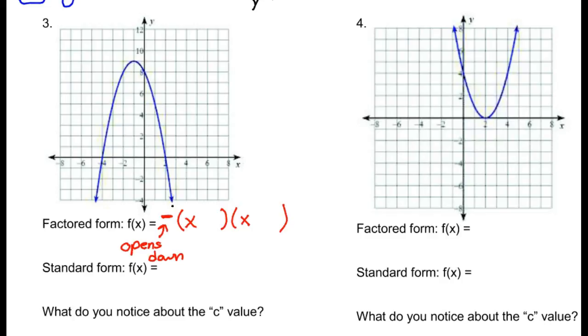So we can reverse that as well. If you see it opening down, just put a negative in the front. And same thing, look at the two x-intercepts, which they are -4 and 2. So the -4 will be a +4 here, and the +2 will be a -2.